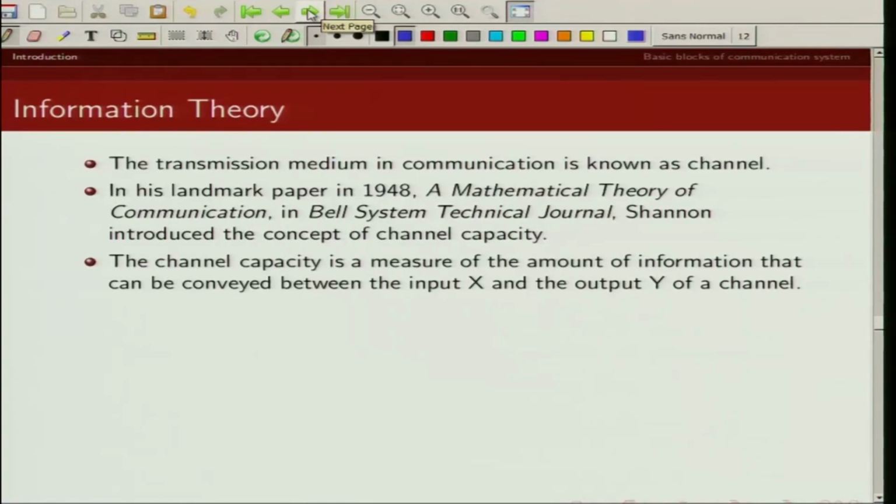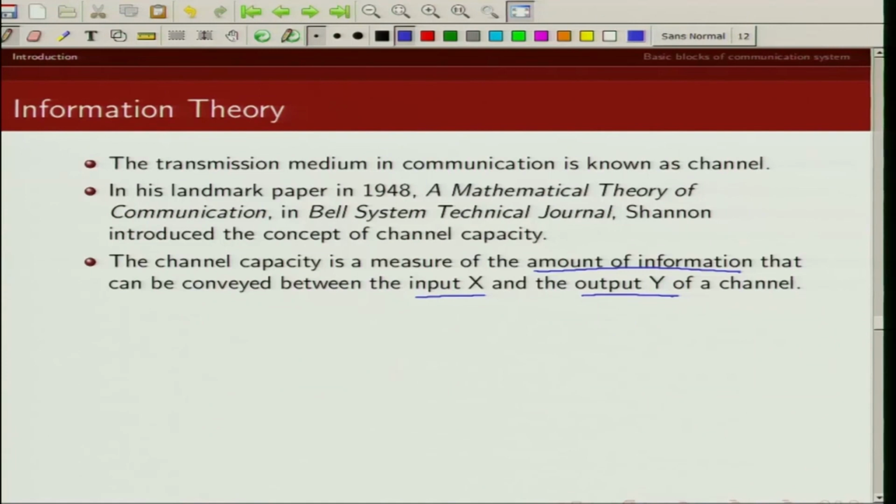So channel capacity is a measure of how much information that we can transfer from the input of the channel to the output of the channel. So this is a measure of the amount of information that can be conveyed between the input of the channel and the output of the channel.